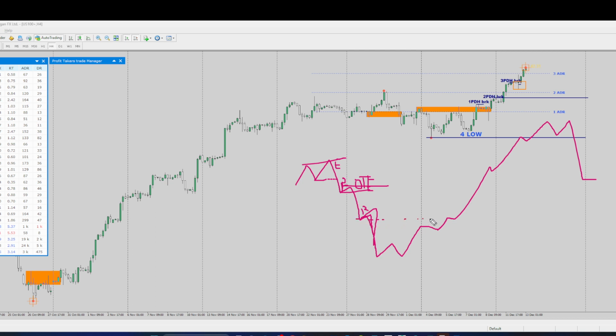So I wanted to draw this line across here, because this eventually is going to be the area where the structure finally breaks. And then what are we doing? We're respecting the lows and breaking the highs. Because that's what we want to do.